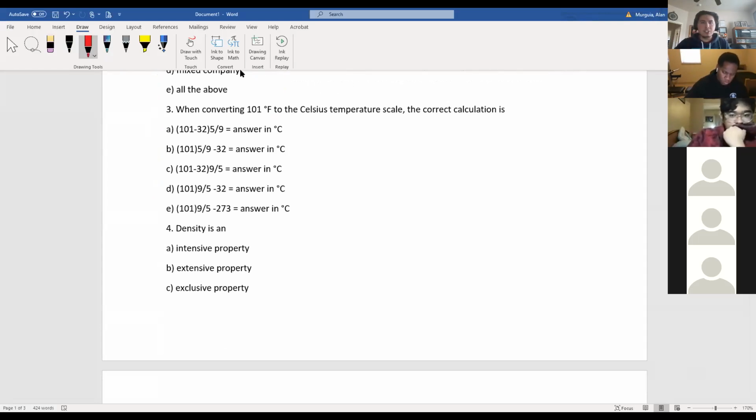So let's move on to number 3. When converting 101 Fahrenheit to Celsius, which of these is the correct calculation, or the correct way to convert it? I believe C. Wouldn't it be C? D. C. So why do you guys think it's C?